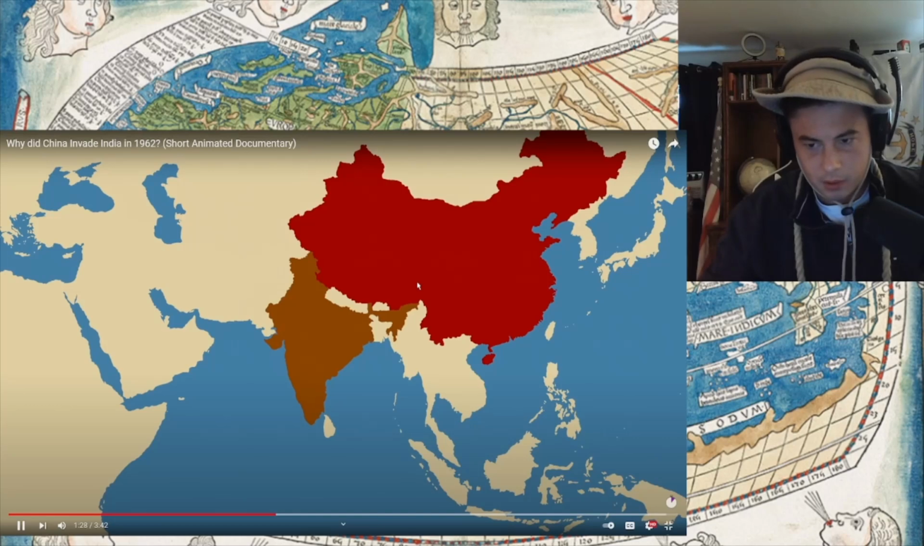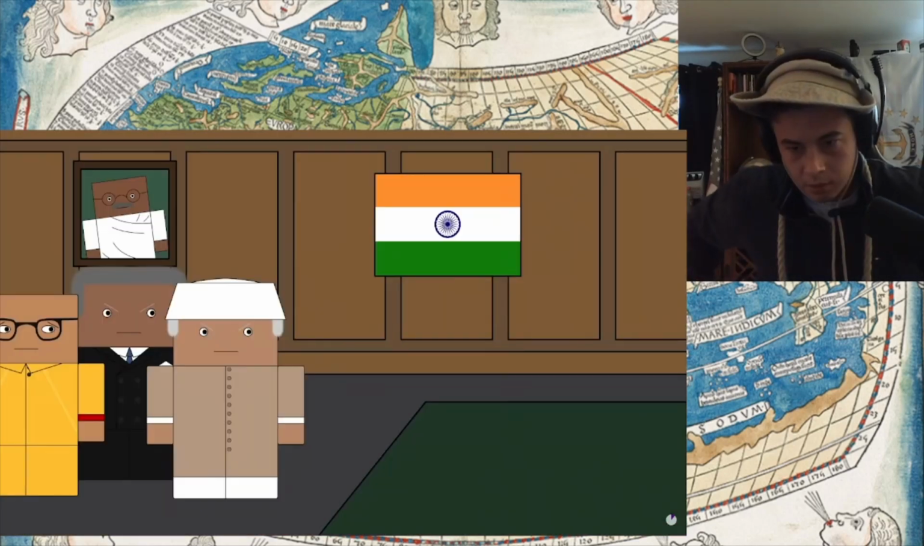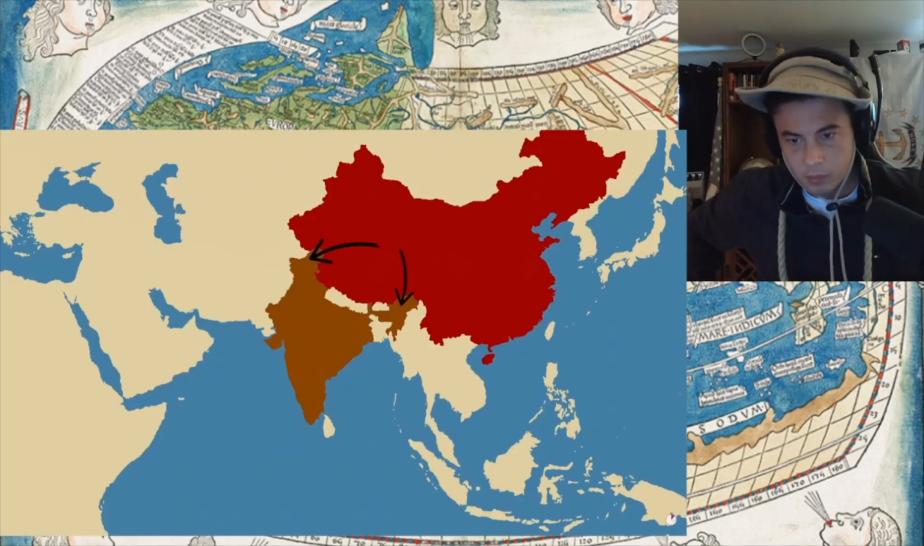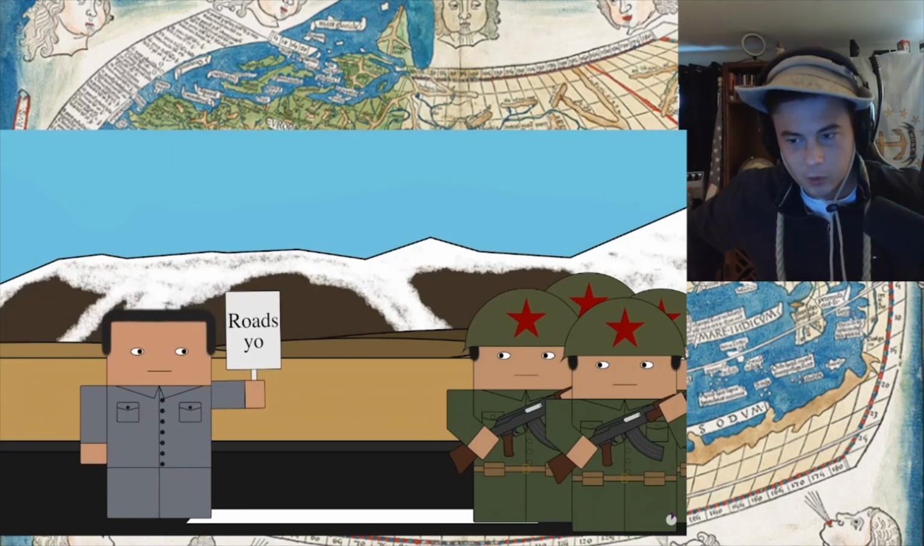Which was populated largely by Indians of Chinese descent, and two, dissuade India from supporting any Tibetan rebels in the future. As such, spies were sent into northern India to lay the groundwork for an invasion, and the Chinese built up infrastructure in the border regions and started to move soldiers there.